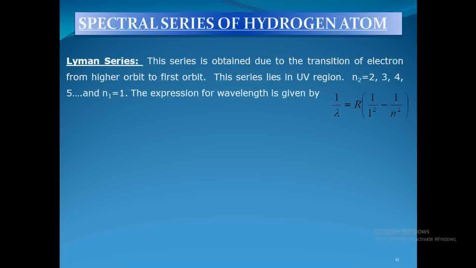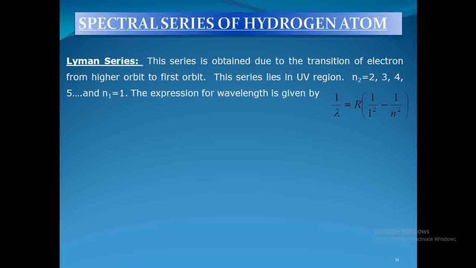Then that particular series is what we call the Lyman series, and the expression for the wavelength is given by 1 by lambda equal to R into 1 by 1 square. Hope you remember this equation: 1 by nu bar, which is 1 by lambda, equals R into (1 by n1 square minus 1 by n2 square). But here we are going to fix the value of n1 as 1. Lyman series means n1 will be 1.